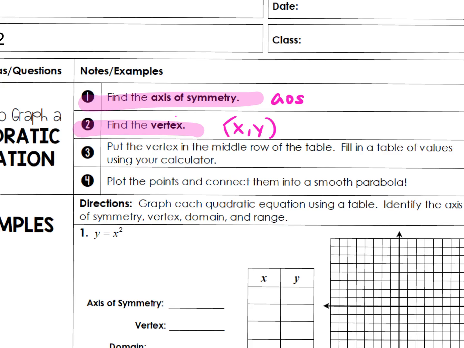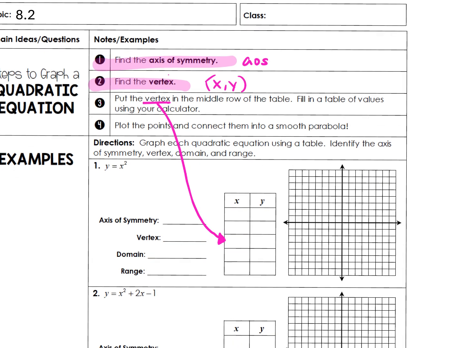And then you will always put that vertex in the middle of your table. Does anyone know why we're going to put the vertex in the middle of our table? Because it's in the middle of the shape. It's your vertex. It's a turning point, right? So if your arc goes like this, we want the vertex here so that we find points on this side of it and we find points on this side of it. Okay, so you're always going to put the vertex in the middle.